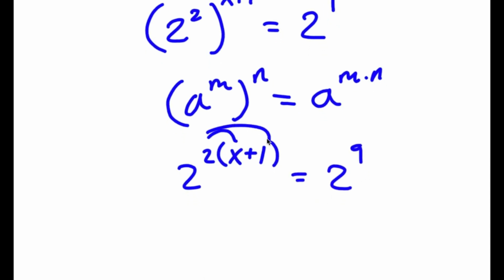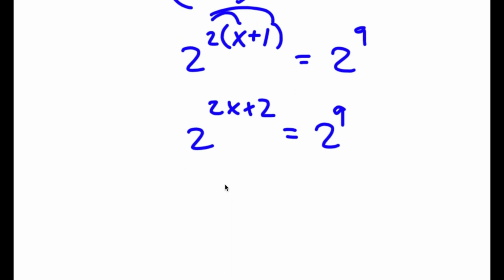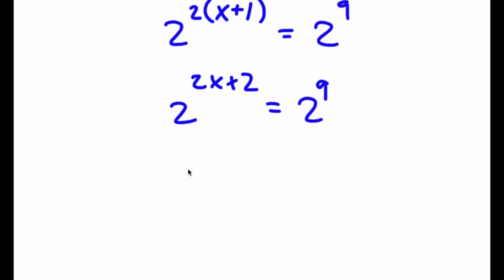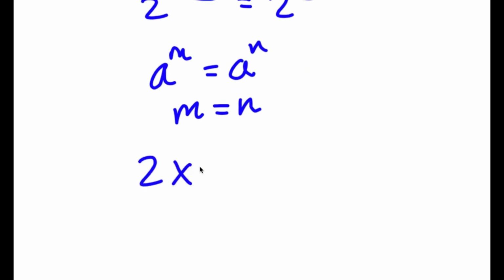Now if I distribute the 2, I get 2 to the power of 2x plus 2 is equal to 2 to the power of 9. And if I have something in the form a to the power of m is equal to a to the power of n, this means that m is equal to n. So in this case, m is 2x plus 2, and n is 9. So now I have 2x plus 2 is equal to 9.